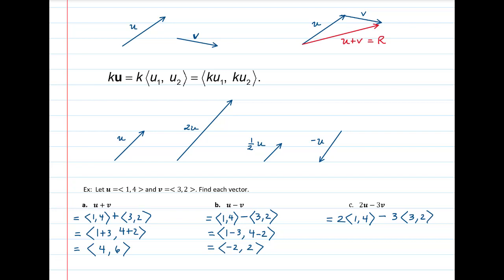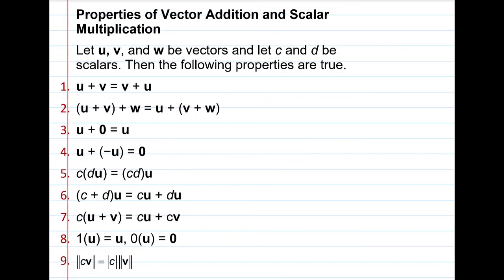For our third example, we have a little bit of both: a scalar multiplication with one of them being negative, and ultimately adding both as well. And we're going to get 2 minus 9, 8 minus 6, giving us a final vector of <-7, 2>. There you have it.